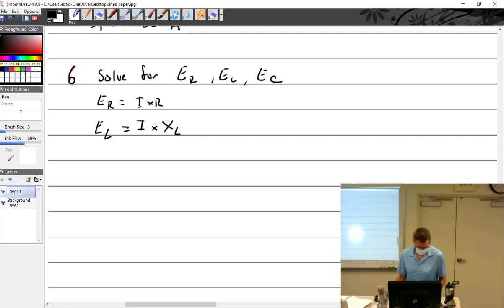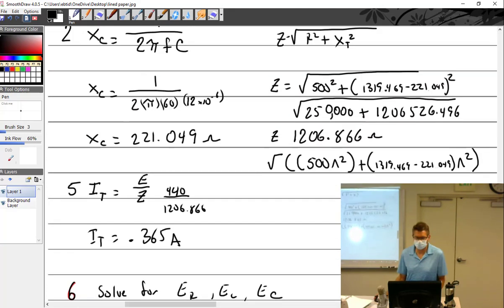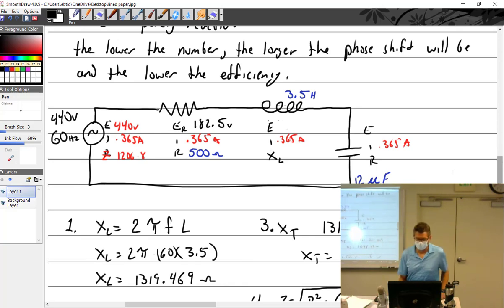What is it? X of L is, what's my X of L? 1319.469 times 0.365 equals, what do you get? 41.606 volts. Got it.